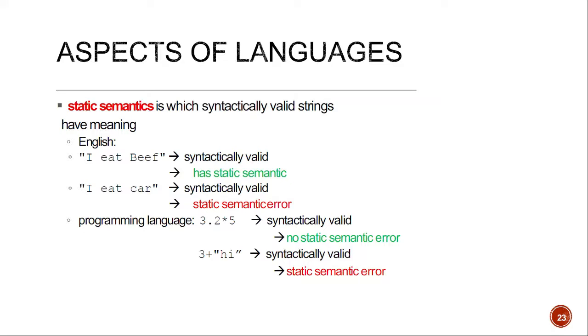The same thing happens in a programming language. Syntactically speaking, 3.2 times 5 is valid, and it's semantically also valid because you can multiply a number by a number. In terms of the semantic way, what does it mean to add a number to a string? Although this might be syntactically valid, semantically this is an error.